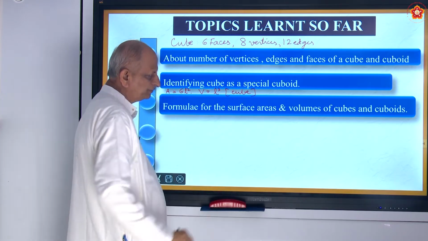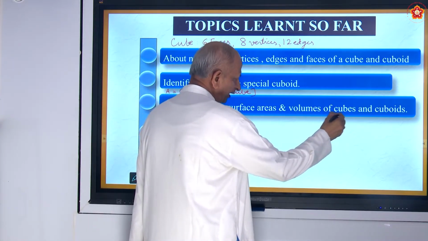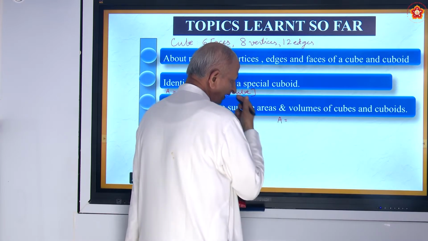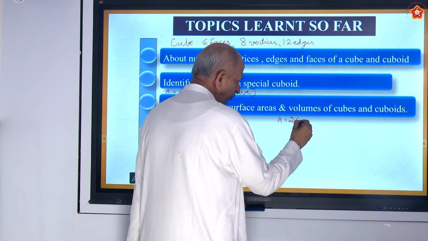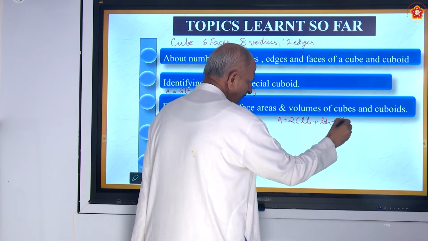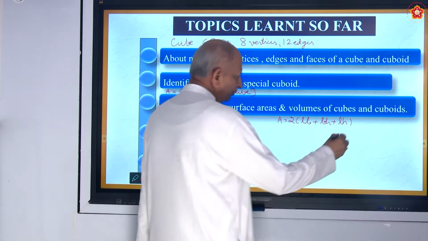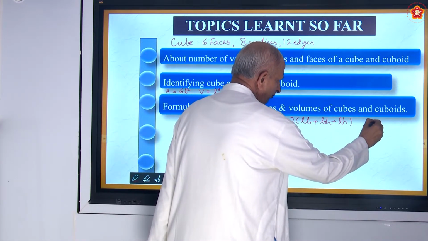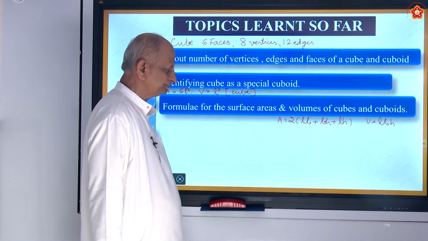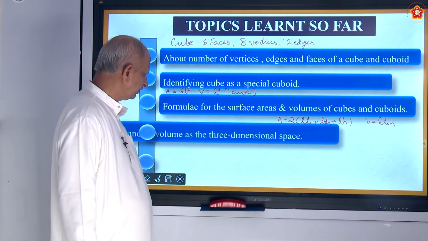And for a cuboid, the surface area is equal to 2 into (LB plus BH plus LH). That is the surface area of a cuboid. What is the volume? Volume is equal to LBH for a cuboid. This you have already seen, and also we have seen applications of cubes and cuboids.